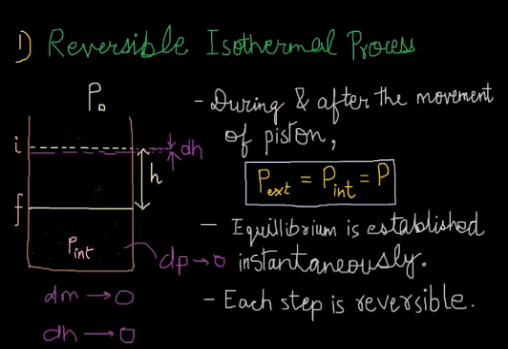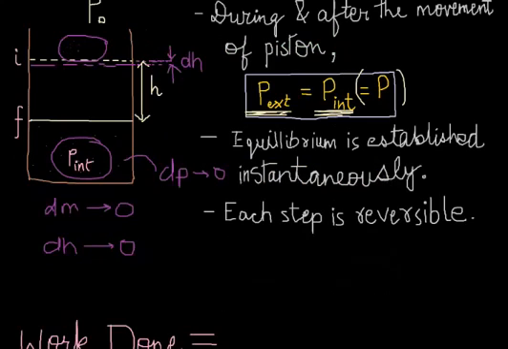Now when the piston is sinking down and has come to the new equilibrium position at dh depth, the pressure of the gas inside the cylinder and the pressure due to all the grains above the piston would be equal. Okay, the pressure inside the cylinder and the external pressure would be equal, and we'll call this pressure P. Also, the equilibrium is established instantaneously.